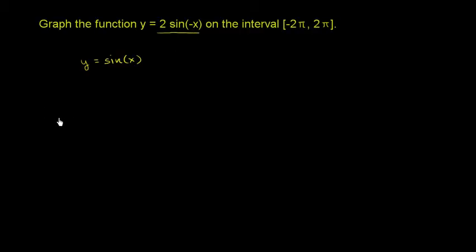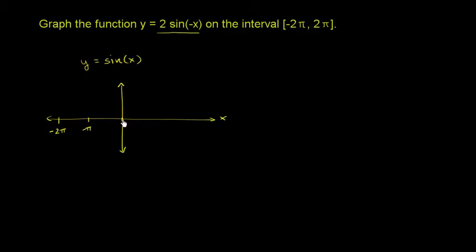So let's do y equal to sine of x first. So let me draw our x-axis. Let me draw the y-axis. Y-axis, pretty straightforward. And we care about it between negative 2 pi and 2 pi. So let's say that this is negative 2 pi. And then this right over here would be negative pi.